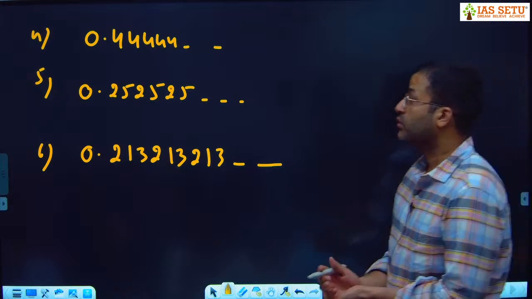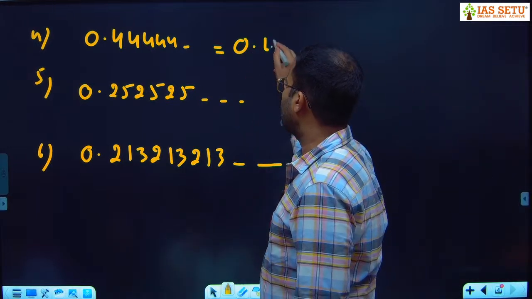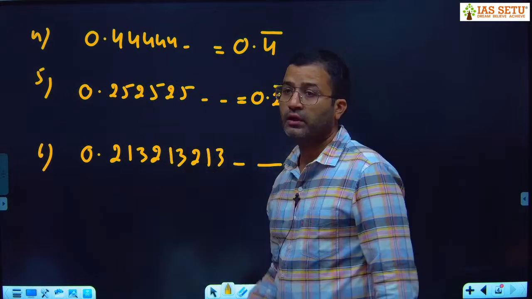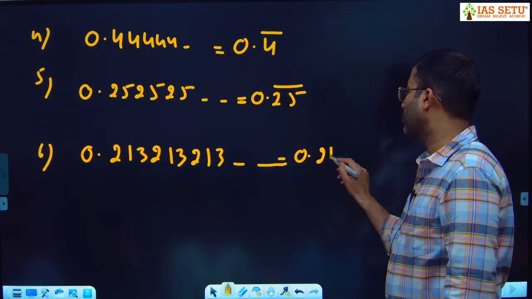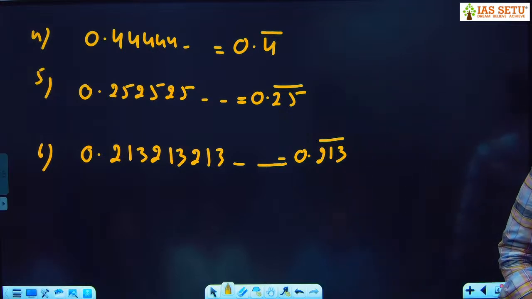Okay, so now here we can write it as 0.4 bar. This is 0.25 bar, because this 25 reoccurs again and again. This is 0.213 bar. We put a bar on 213 because this 213 reoccurs again and again.